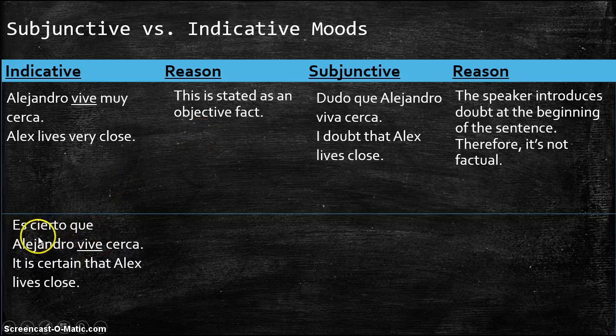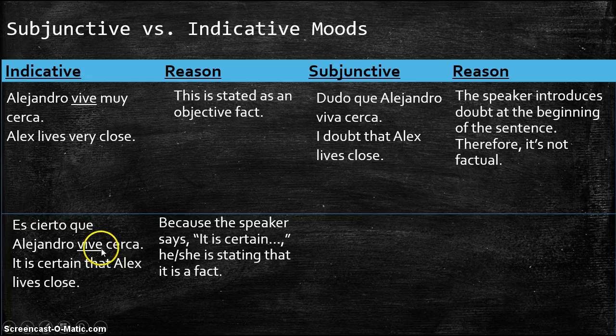Here's another example of the indicative present. Es cierto que Alejandro vive cerca. It is certain that Alex lives close. Again, we can use the indicative here, the indicative present, because we are sure that Alex lives close. The speaker says, it is certain.